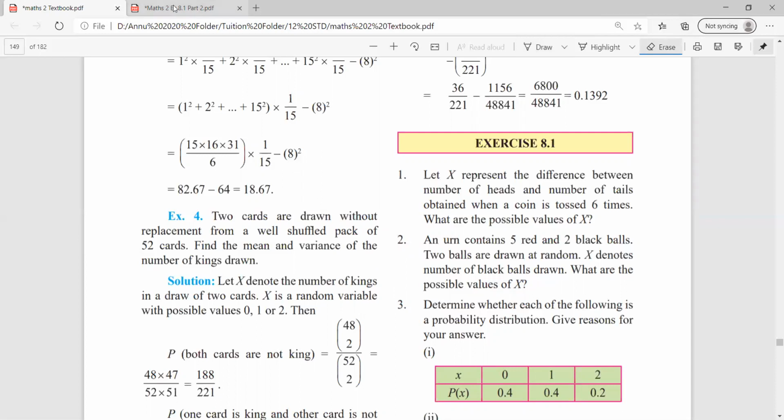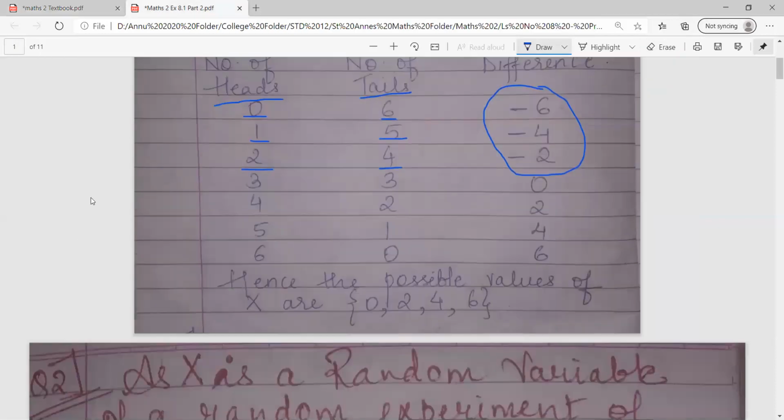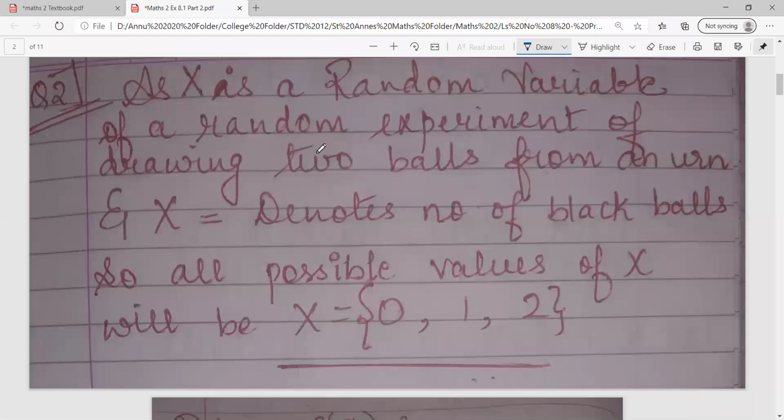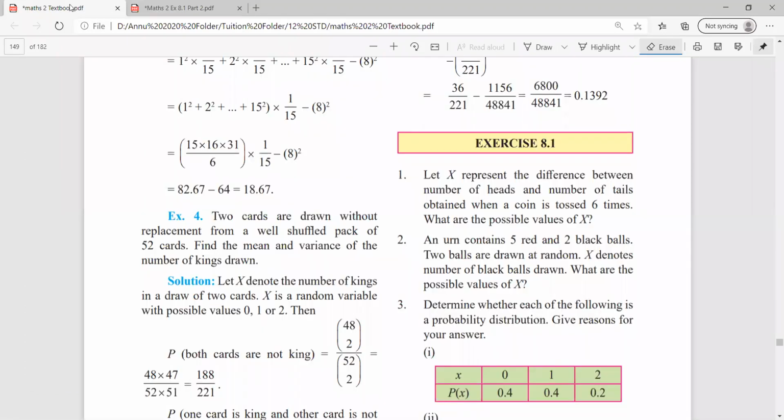So the possible values of x can be written like this. Pay attention. As x is a random variable of a random experiment of drawing 2 balls from an urn, and x is denoting the number of black balls, so all the possible values of x will be 0, 1, 2. एक भी बार black ball नहीं आई, एक बार black ball आई, and दोनों बार you're getting the black balls. So I hope you all are clear with this.